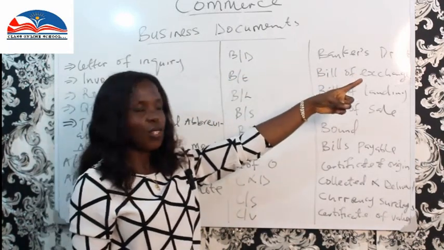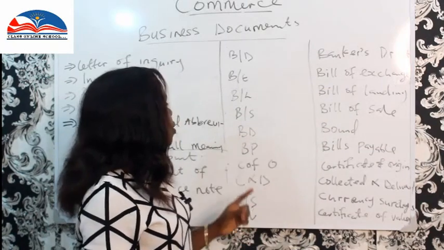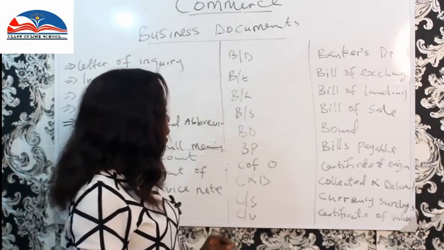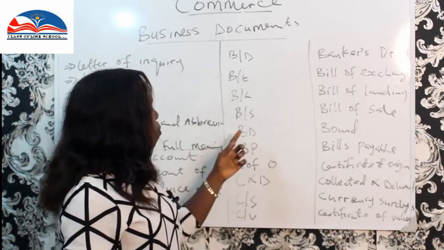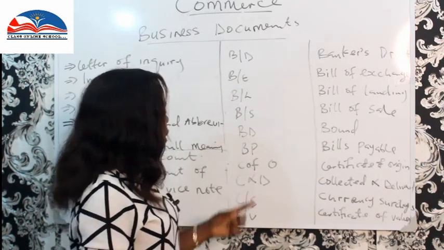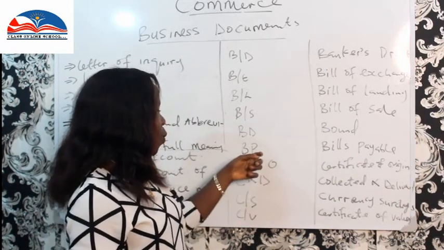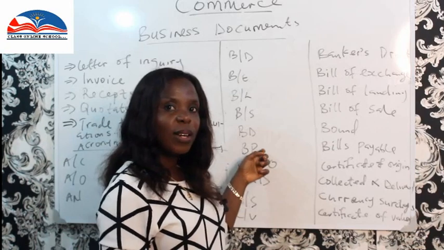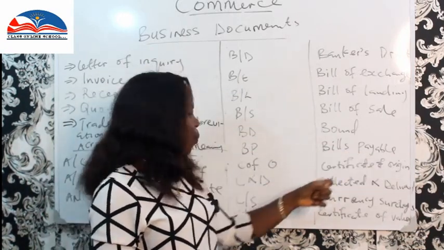BD, bankers drafts. BE, bill of exchange. BL, bill of lading. BS, bill of sales. BO, bond. BP, bills payable. You see, the way they use this in medical terms is not the same way we use it in our trading terms. BP means bills payable.